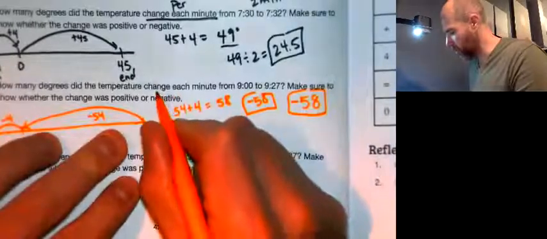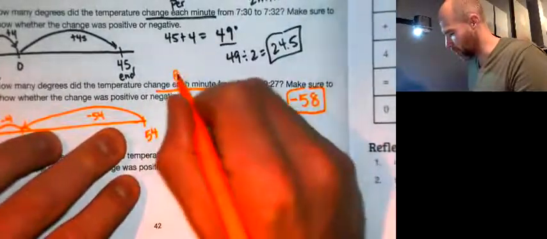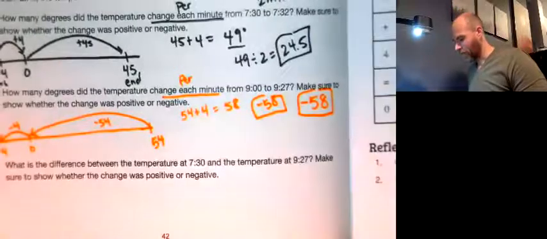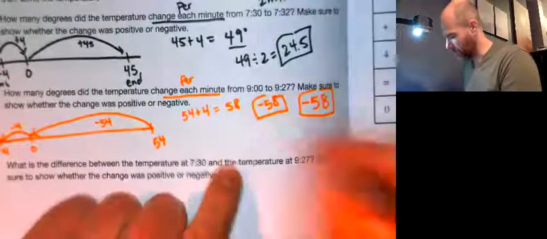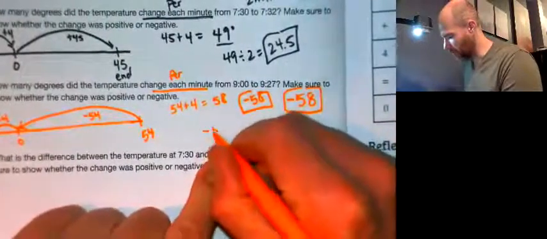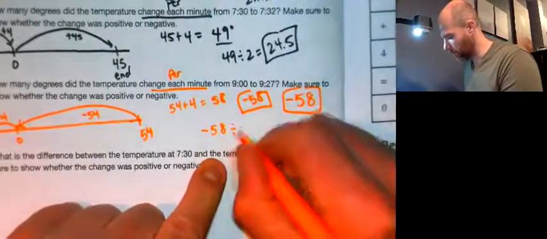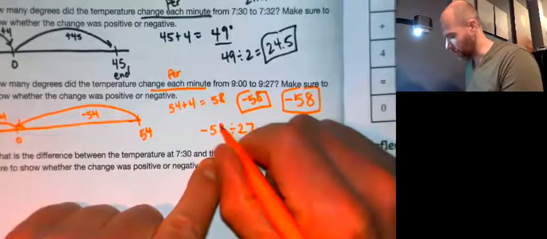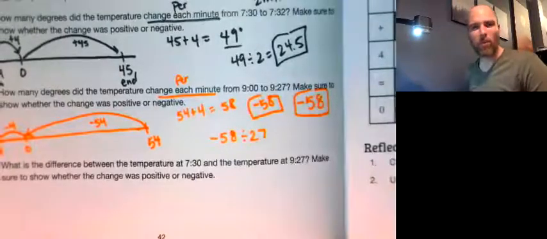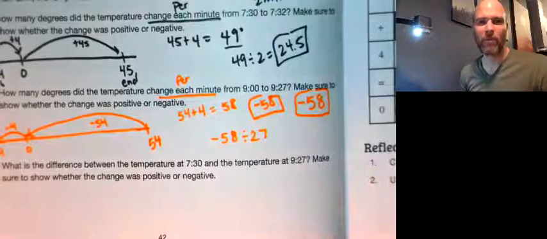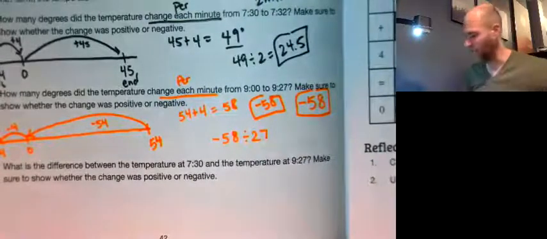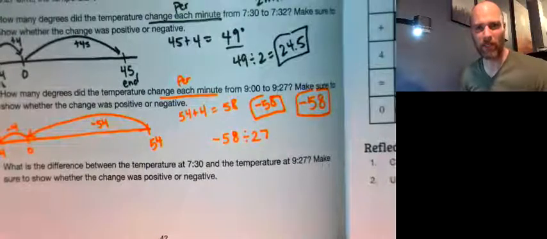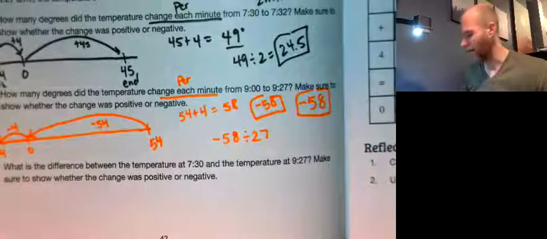And so now we want the temperature change per minute. I like the word per better than each. Okay, so we're going to do the change divided by the minutes. Negative 58 divided by 27. I bet if you're working in the Desmos online thing, you could probably just make the fraction negative 58 over 27, and it would give you credit for that, I think.